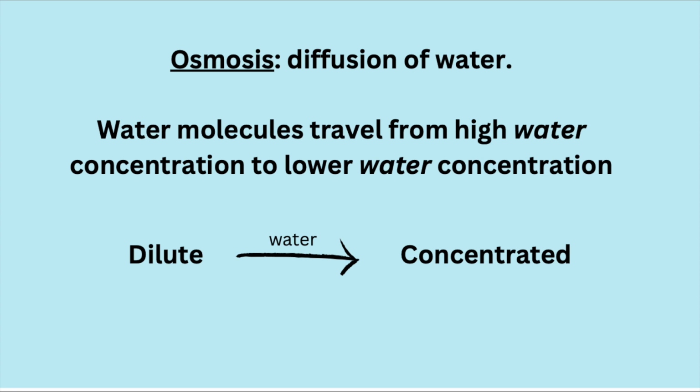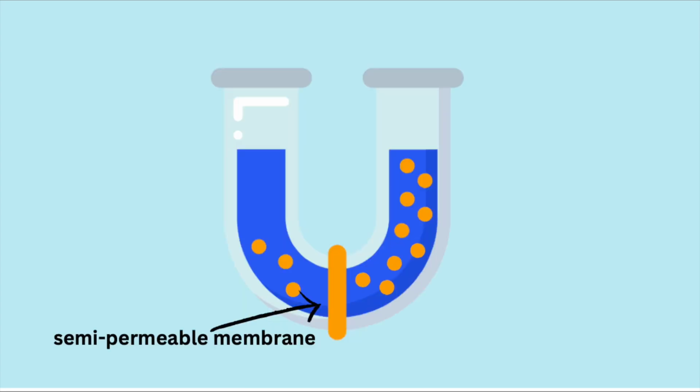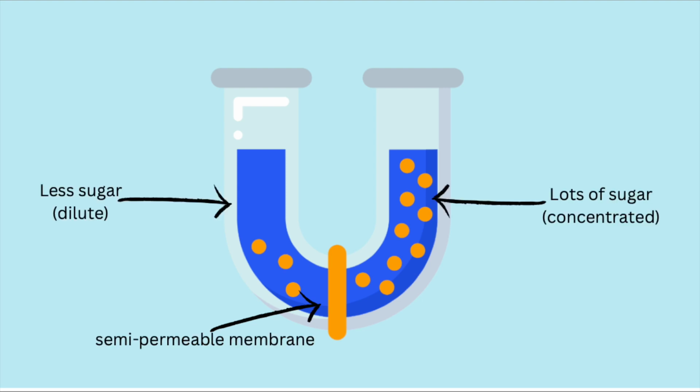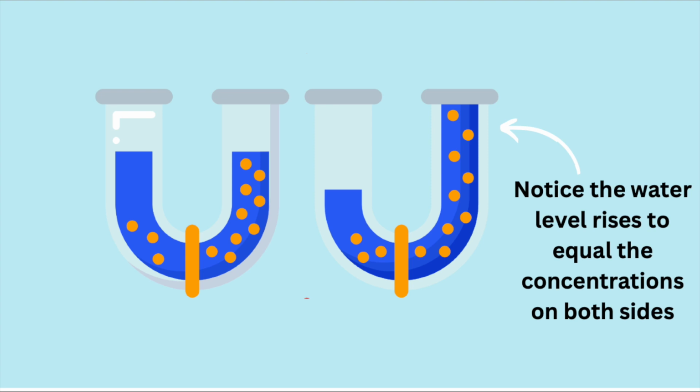Let's look at an example. Let's say a tube is filled with water and the right and left halves are separated by a semi-permeable membrane. One side has lots of sugar molecules and the other side has fewer sugar molecules. The side with more sugar molecules is concentrated and the side with fewer sugar molecules is dilute. Water will travel from the dilute side to the concentrated side. This happens so the system can reach equilibrium and the concentration becomes equal on both sides.